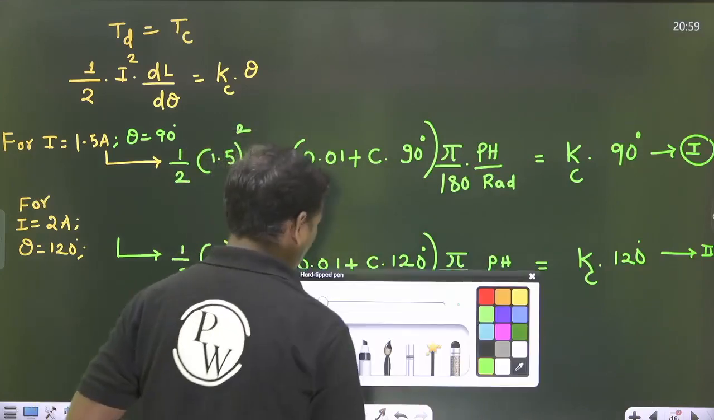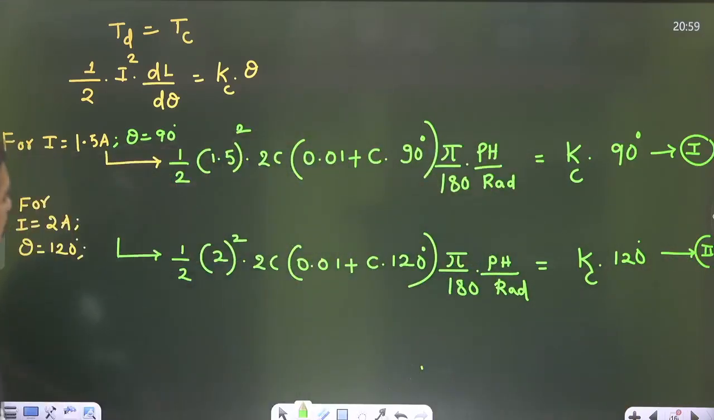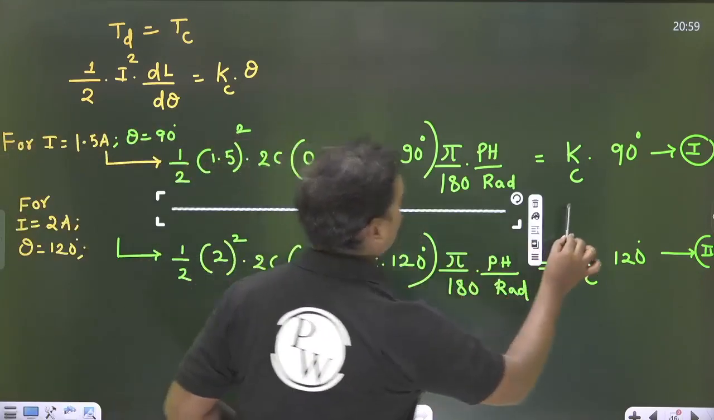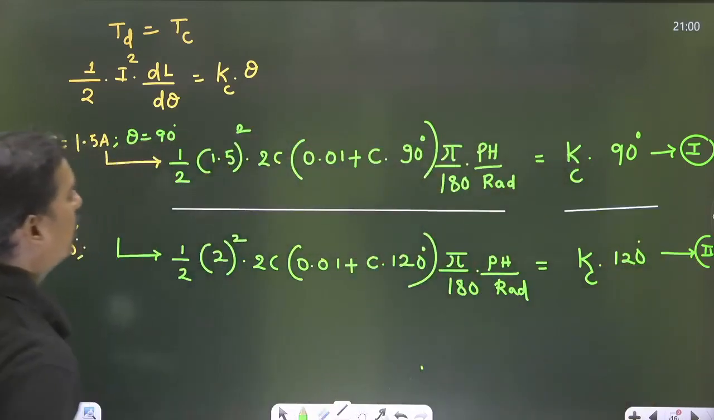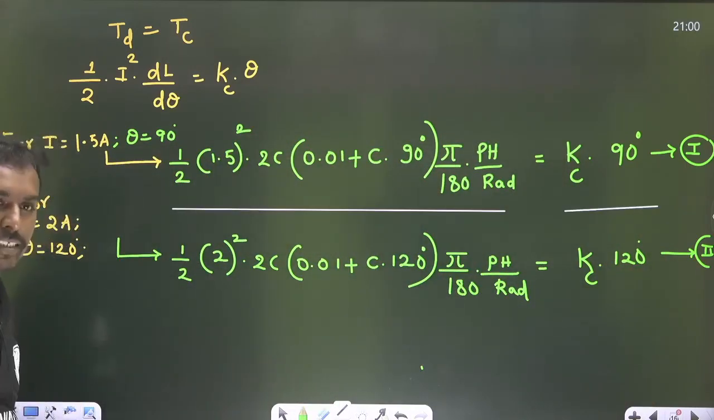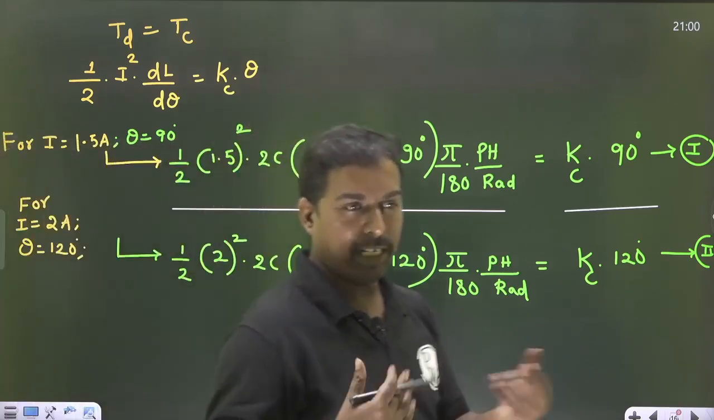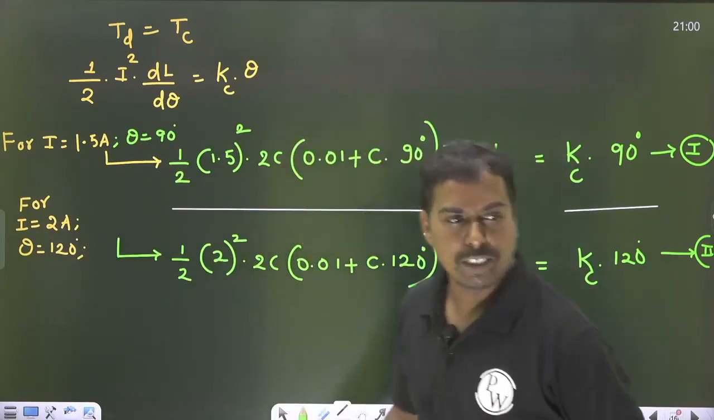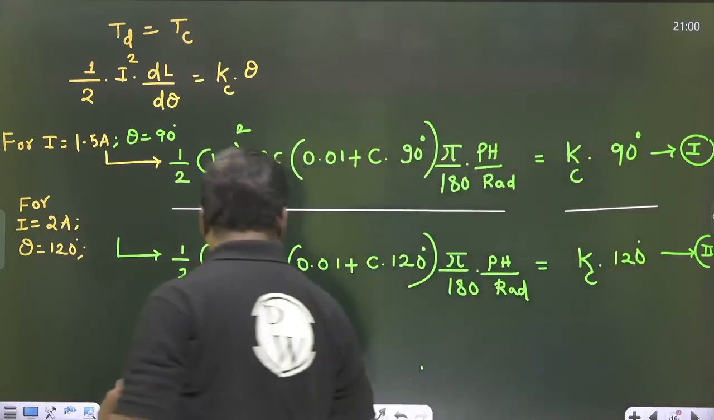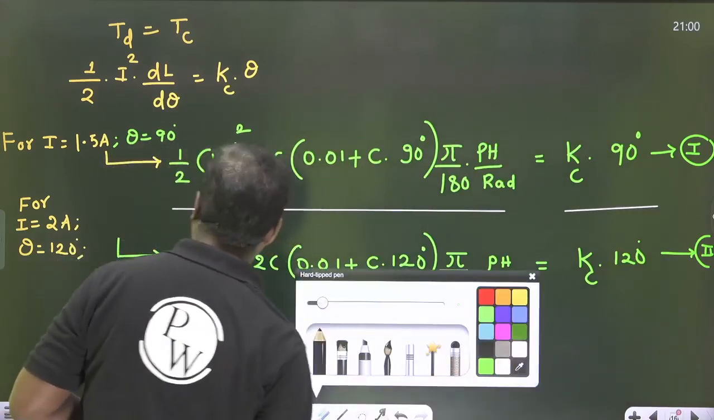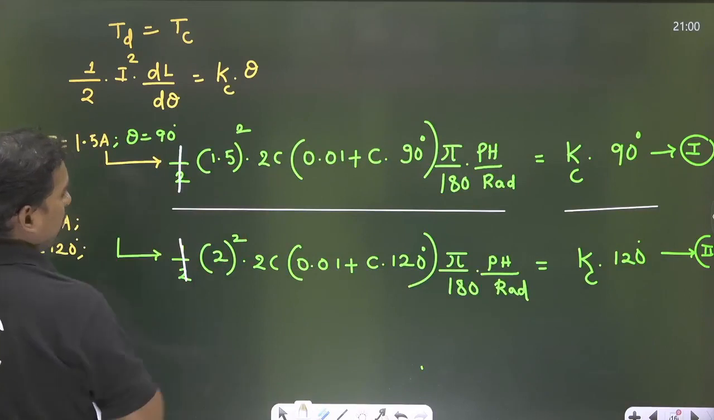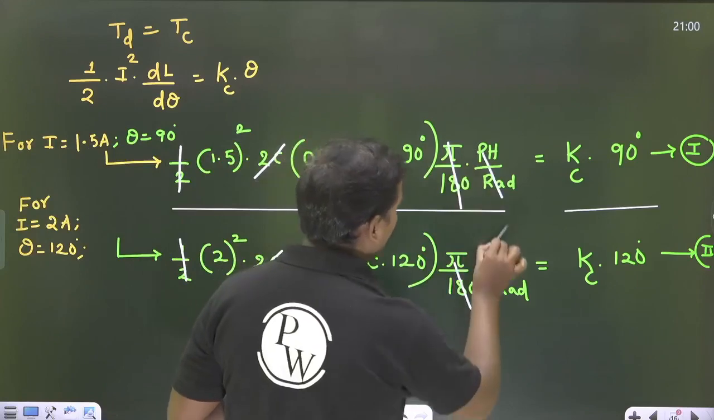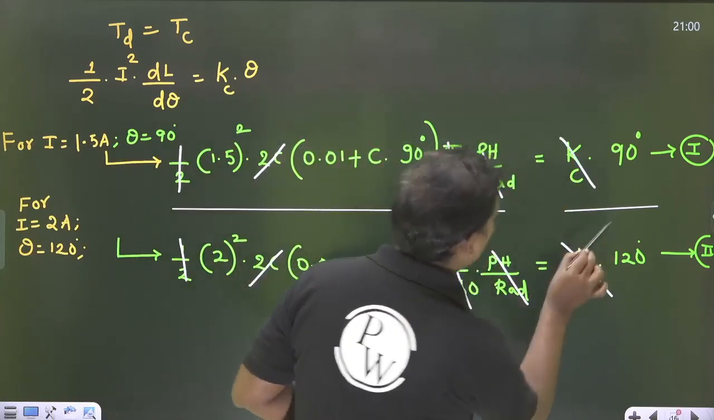Now if I take the division of these two equations, easy. Some terms get cancelled. For a current of 1.5 amperes, theta is equal to 90 degrees. For a current of 2 amperes, theta is equal to 120 degrees. So this is the expression I have written. Now taking the division of these quantities, this 1 by 2 gets cancelled, 2C gets cancelled, pi by 180 cancels, picohenry per radian gets cancelled, Kc gets cancelled.